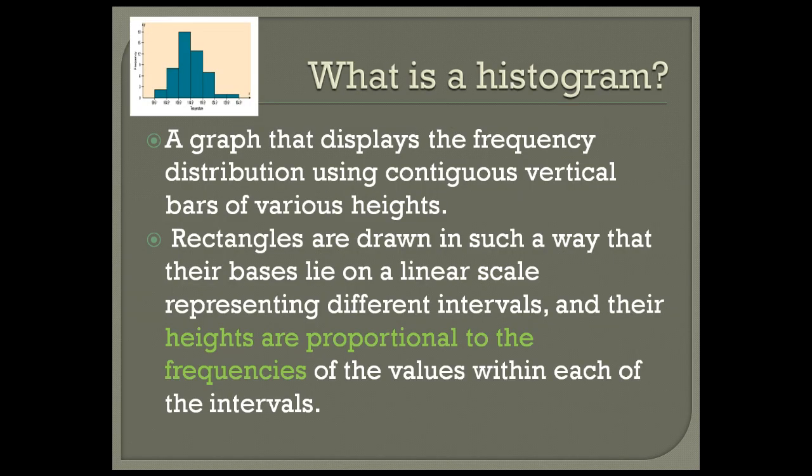The first type of graph that I want to talk about is the histogram. The histogram is a graph that displays the frequency distribution using contiguous vertical bars of various heights. The rectangles that create the bars are drawn in such a way that their bases lie on a linear scale representing different intervals, and their heights are proportional to the frequencies of the values within each interval. So essentially what that means is we create a graph using the frequencies for which our data occurred, and then we draw a bar to represent the height for however often our data occurred.